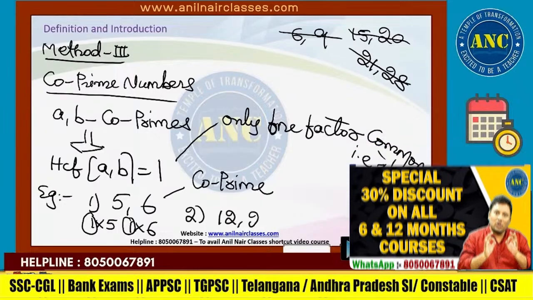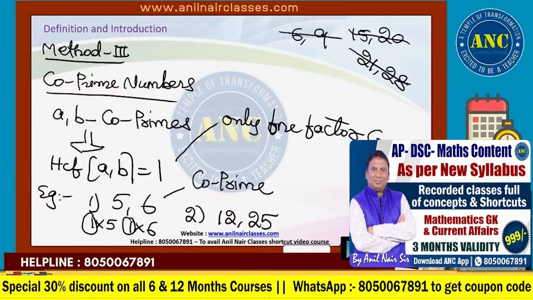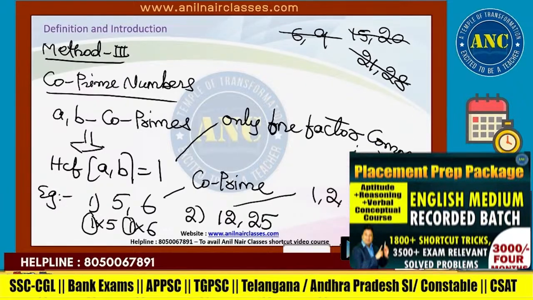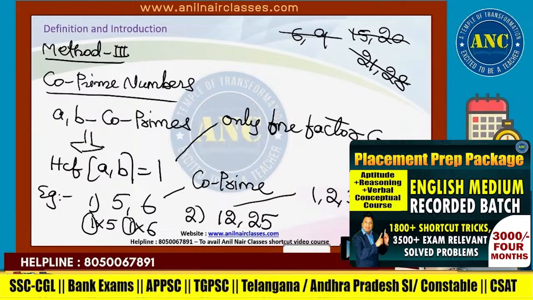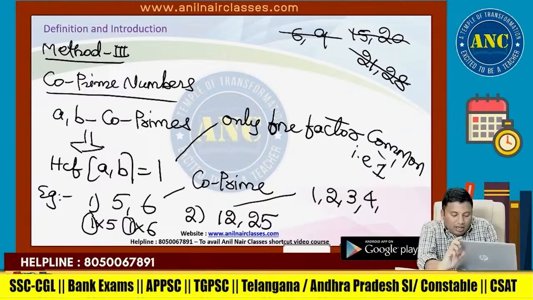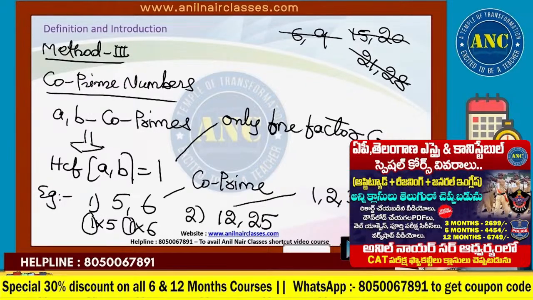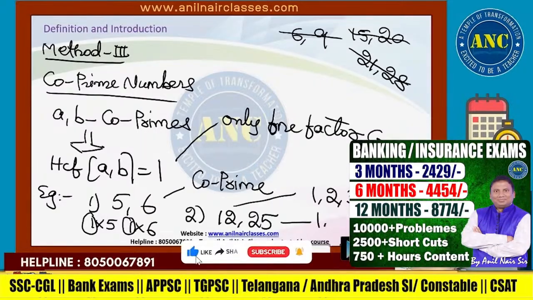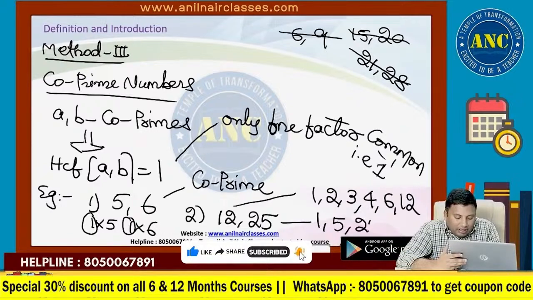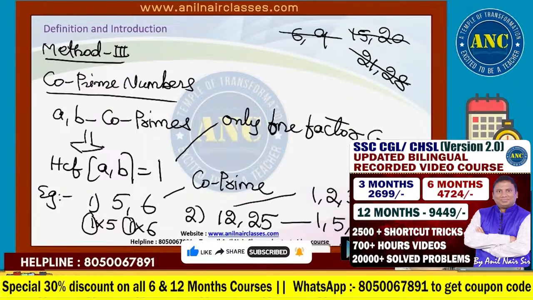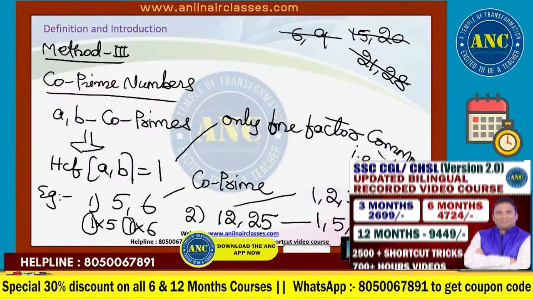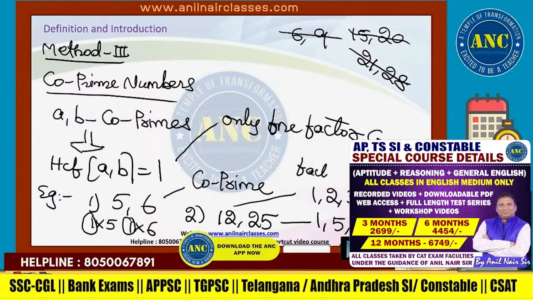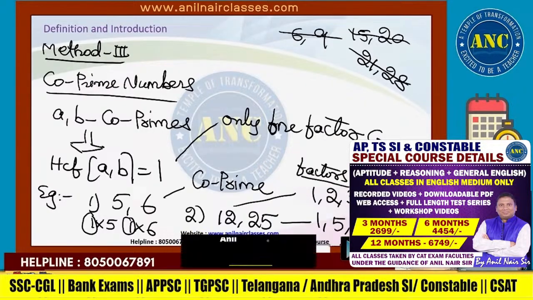12 and 25. The factors of 12 are: 1 is a factor of 12, 2 is a factor of 12, 3 is a factor of 12, 4 is a factor of 12, 6 is a factor of 12, 12 is a factor of 12. For 25, 1 is a factor of 25, 5 is a factor of 25, 25 is also a factor of 25. These are all the factors of 12 and 25.